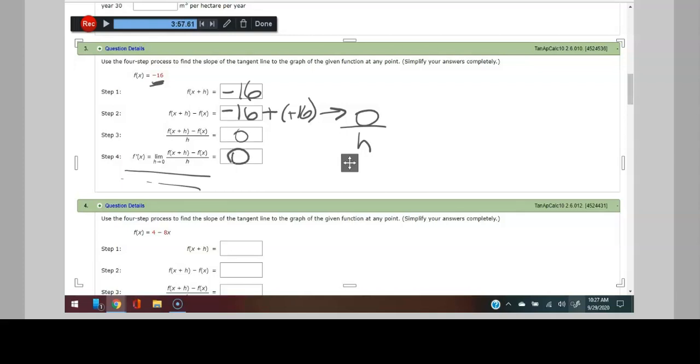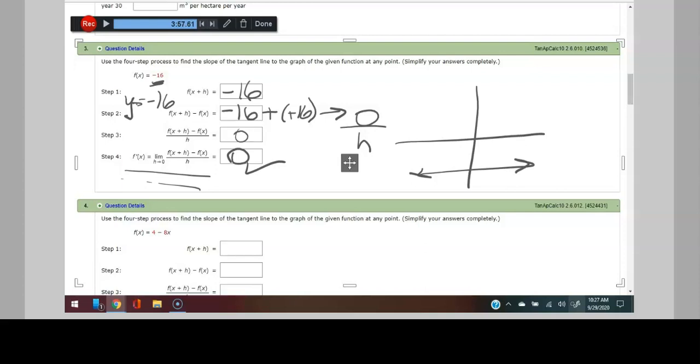So what on God's green earth does that mean? If I graph this, f of x equals negative 16 is the same thing as y equals negative 16, which means it's a horizontal line that slices through the y-axis at negative 16. But what is the slope of a horizontal line? The slope of a horizontal line is 0. So you just used calculus to show me that the slope of the horizontal line is 0.